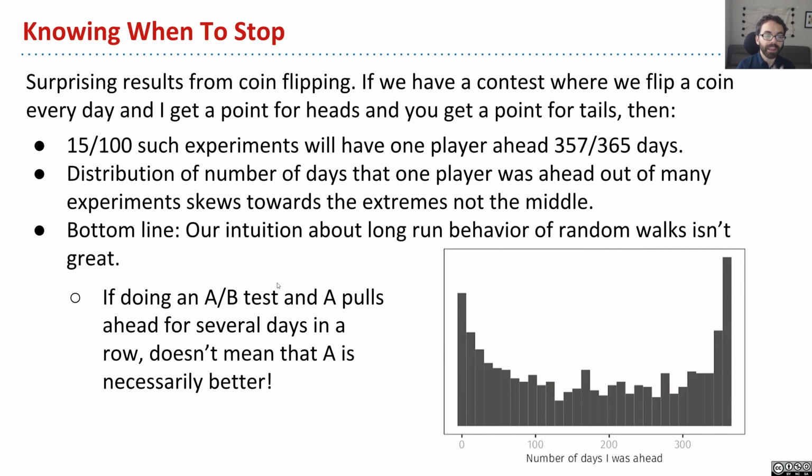and A pulls ahead for several days in a row, like I deploy a new thing, I'm like, hey guys, I have a beautiful website design. I put it out there, we A/B test it, and in the first 14 days, it's just crushing it. It's like ahead every single day. That doesn't necessarily mean your design is better, because you may just be suffering from the coin flip game problem.